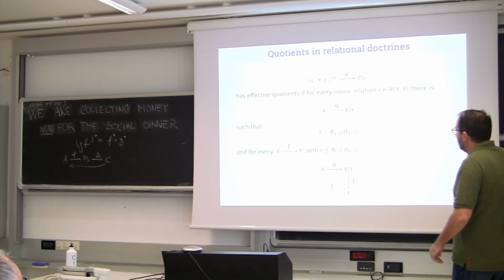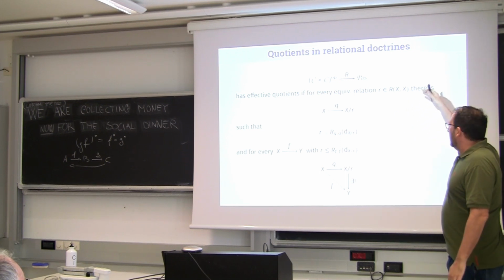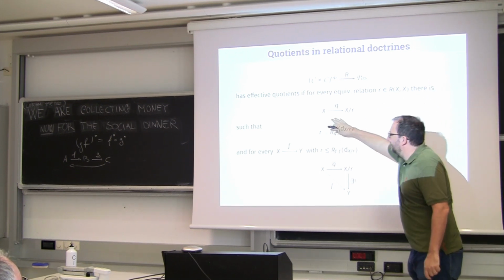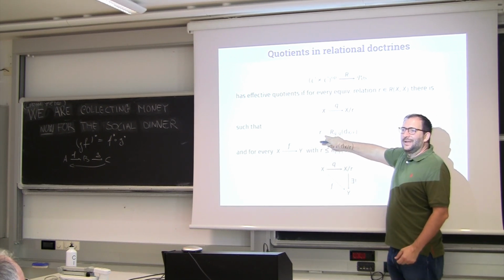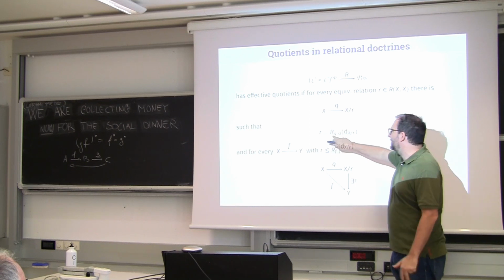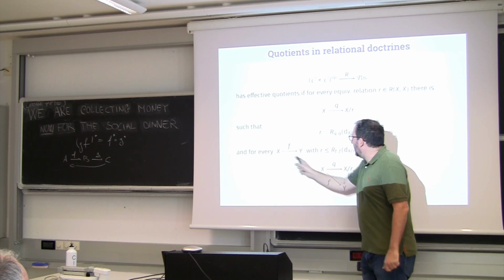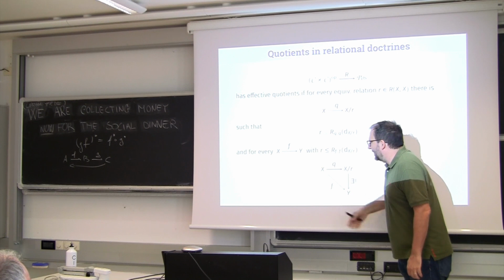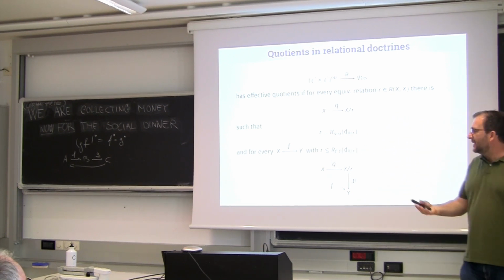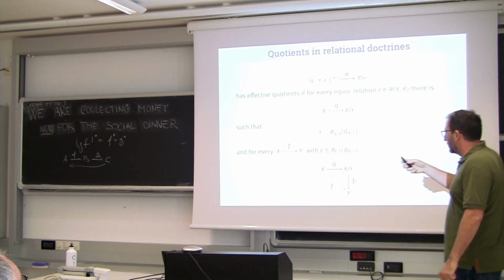Quotients, well, this is a standard rephrasing of many definitions of quotients. We say that a doctrine has quotients for the equivalence relation if it has an arrow in the base that satisfies the condition that the equivalence relation is the kernel of the quotient arrow. And for every other arrow such that the equivalence relation is included in the kernel, there's a unique arrow out of the quotient that makes the triangles commute.